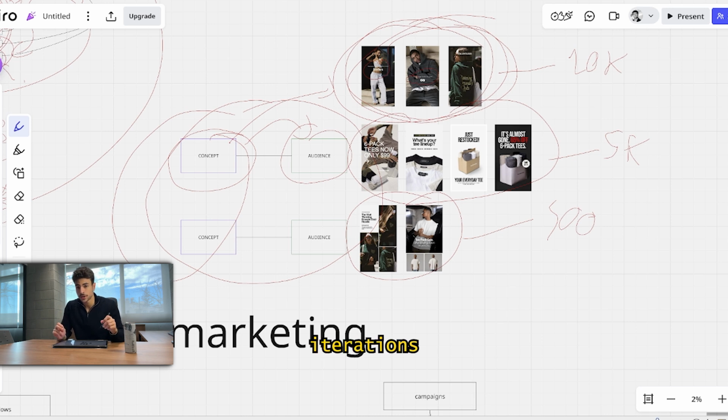You create a bunch of iterations of the same concept, different ads that have the same vibe but different visuals, and you throw them in the prospecting campaign and you keep on testing the winners. Every single winner, you put it in the scale campaign, and trust me, if you do this, you're going to scale very, very quickly to 100K per month.